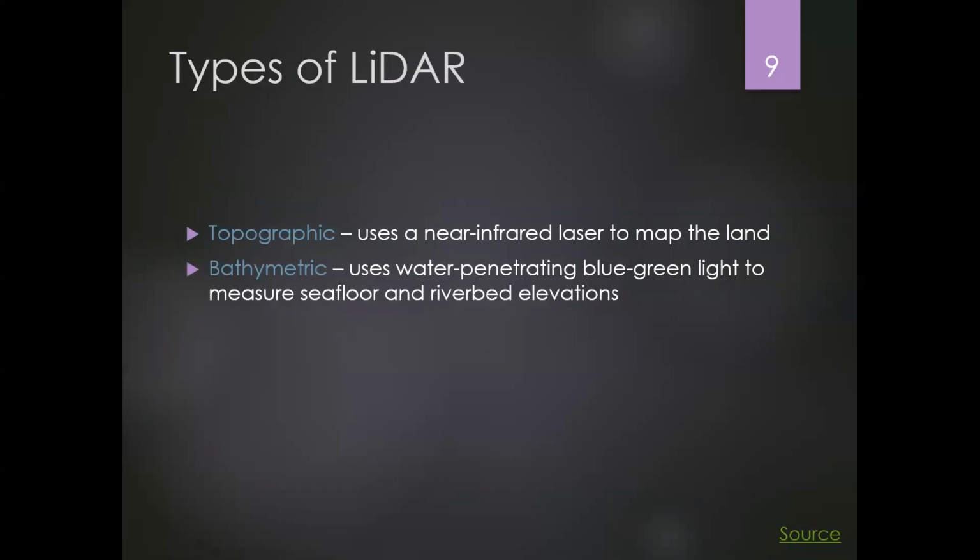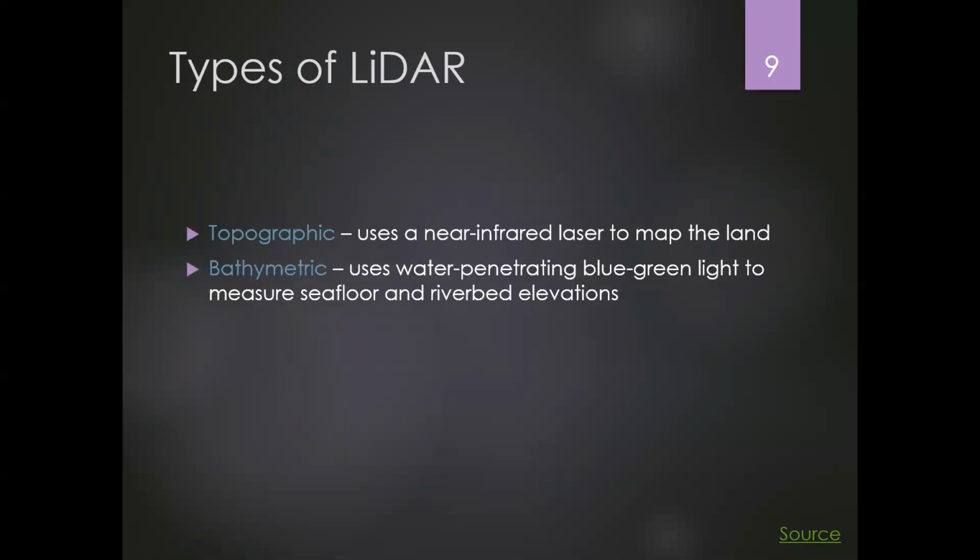And also based on the purpose, based on the research object, a LiDAR could be topographic or bathymetric. If it is topographic, it uses a near-infrared laser to map the land. This is the most commonly used type of LiDAR. We want to map the surface of the Earth, of a specific area.